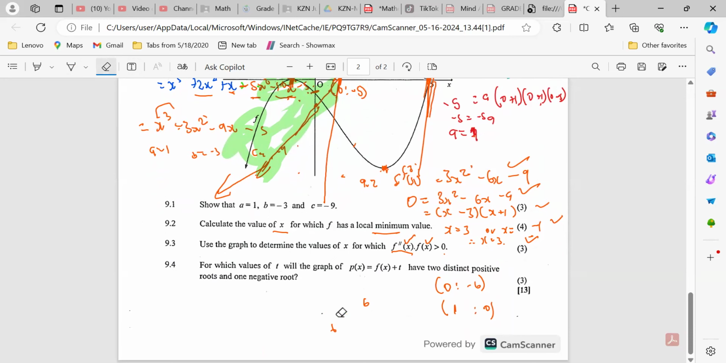Let's go to 9.4. On 9.4, they say for which values of t will the graph of p equals f of x plus t have 2 distinct roots, 1 negative.